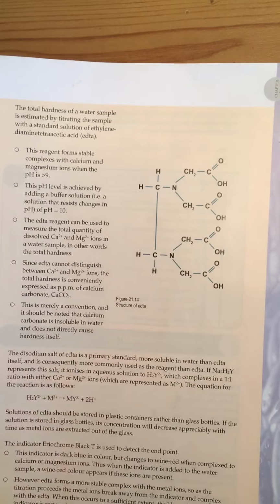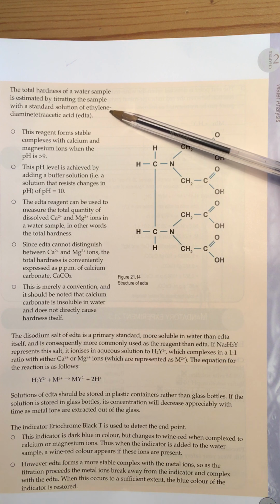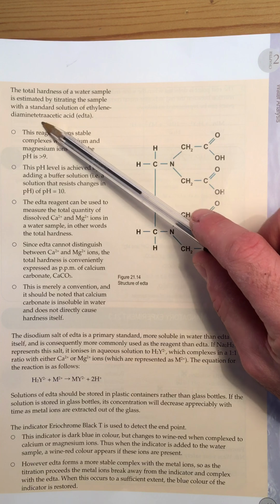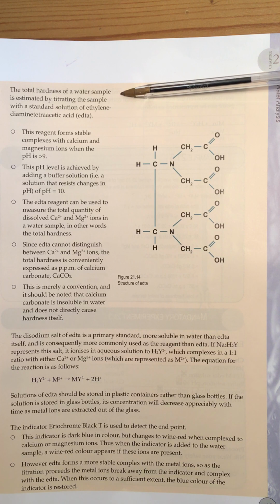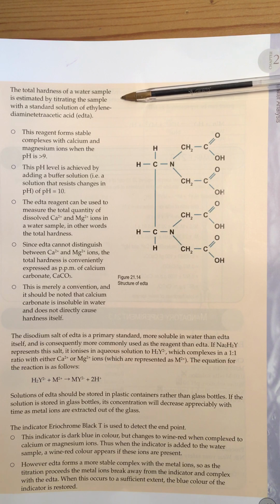The total hardness of a water sample is estimated by titrating the sample with a standard solution of ethylene diamine tetraacetic acid. It's shortened to EDTA. You don't need to know what EDTA stands for. Now, total hardness is the combination of temporary and permanent hardness together. So this experiment or this theory is discussing all the hardness in a water sample, as in temporary and permanent.